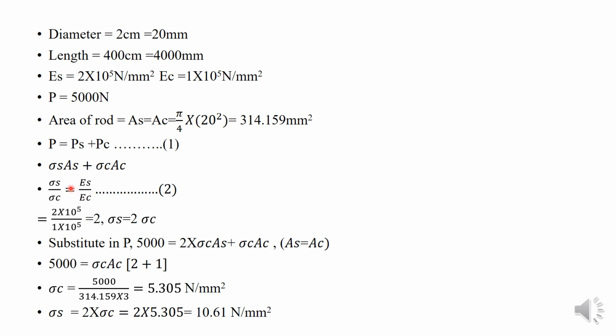So sigma S divided by sigma C equal to ES by EC. We already found that the strain in both bars is equal. So from that, sigma S is equal to 2 times sigma C. So the load is equal to 2 times sigma C AS plus sigma C AC. We can use AS equal to AC in this equation and solve for sigma C and sigma S. We obtain sigma C equal to 5.305 Newton per mm square and sigma S as 10.61 Newton per mm square.